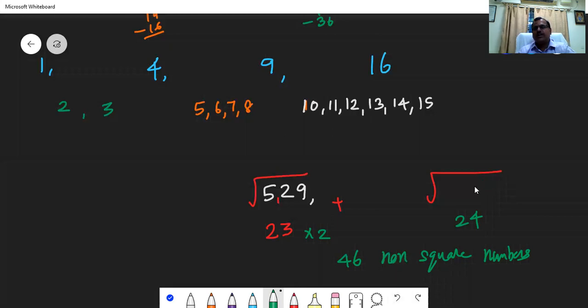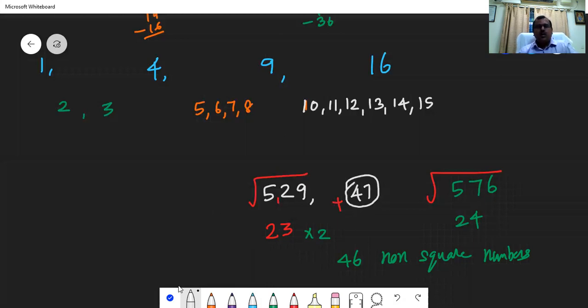4 4s are 16, balance 1. 2 4s are 8, 16, 17, excess 1. So 576 is the next square number. Wait, I will tell you. So 2 into 23 is 46 plus 1, so you have to add 47. When you add 47, you can get the next square number.